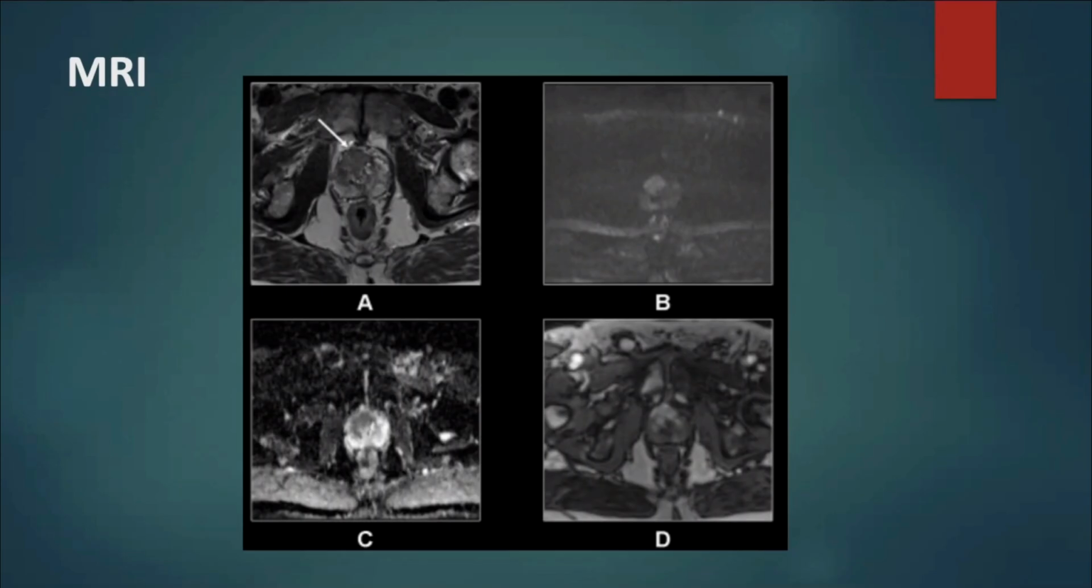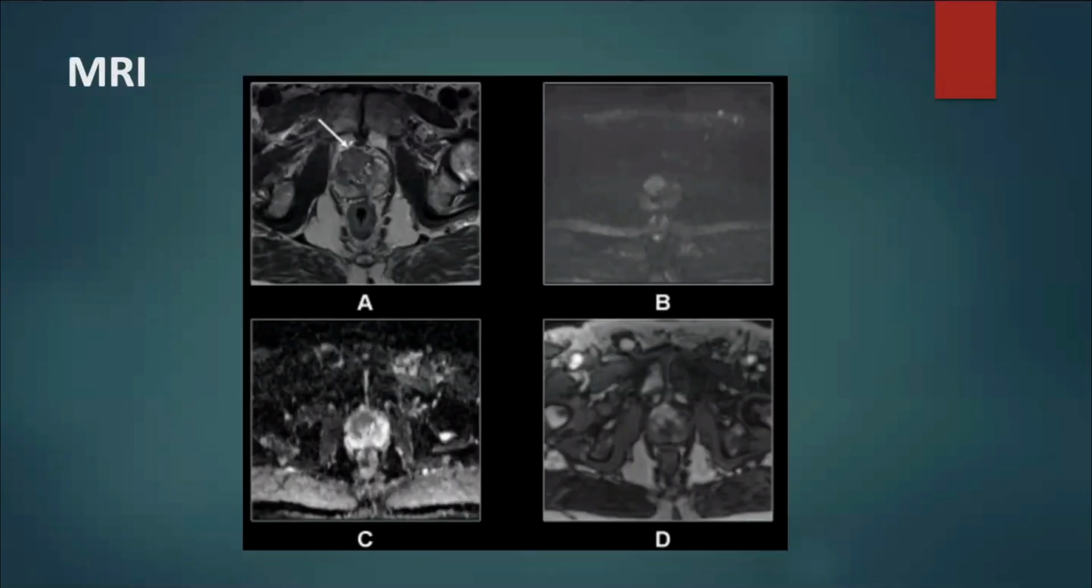an obvious example. Now, I can't do any pimping on Zoom, so I'll just describe it. But image A is T2, image B is diffusion-weighted imaging, image C is ADC, or apparent diffusion coefficient, and image D is dynamic contrast enhancement.